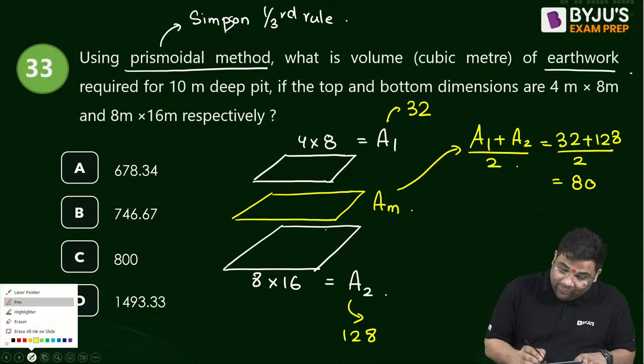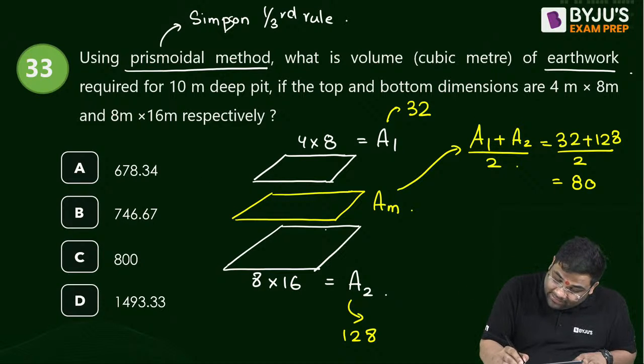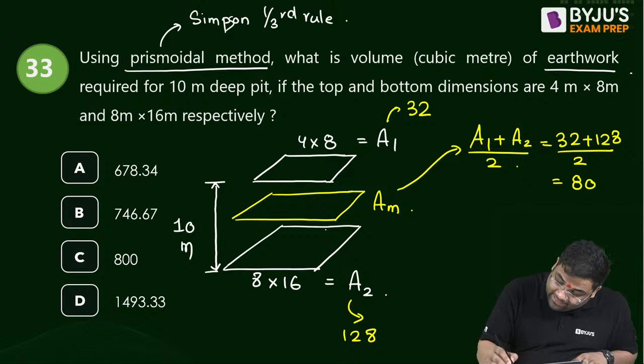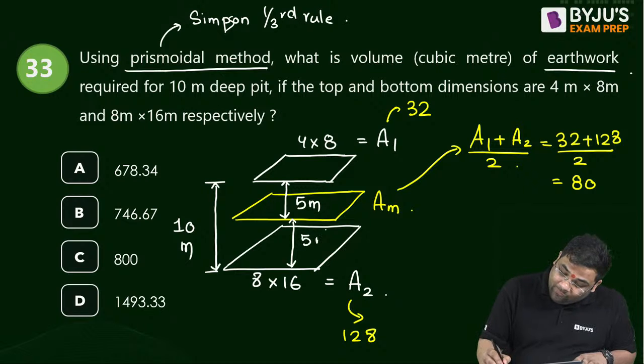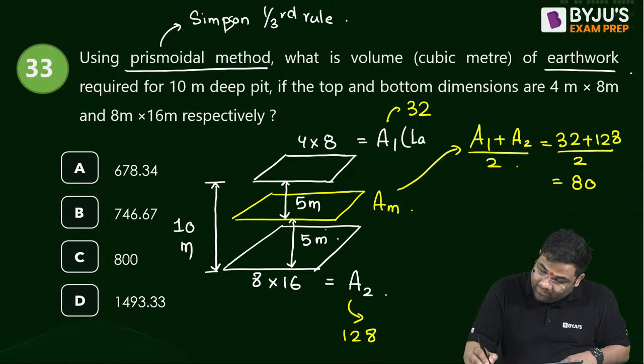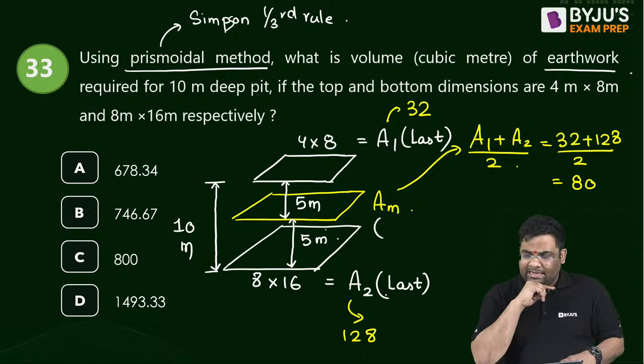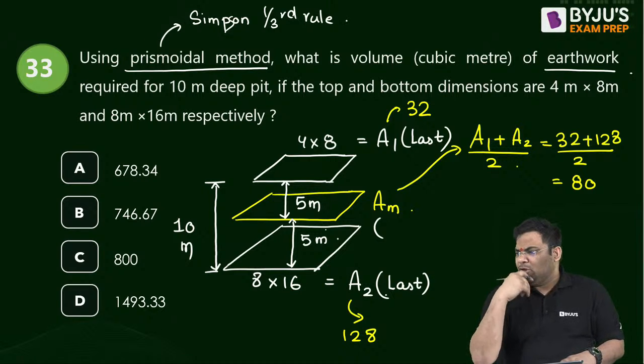Now I can say that we have 3 areas, and you see the total height was 10 meter. But if you take the interval, the height will be 5 meter each. So now I can take this as the first term, this as the last term, and this is the second term. So second term means what?